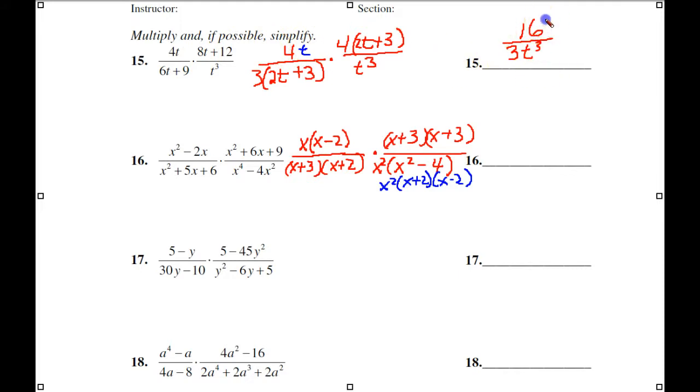And I have to do a little more modification of the answer there. So this now will cancel with that. And I'm left with 16 over 3, but I can take out one of these. So this will give me here a 2. So my final answer is 16 over 3t squared.